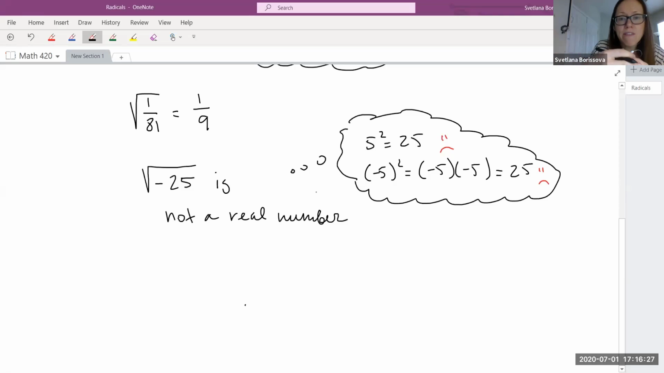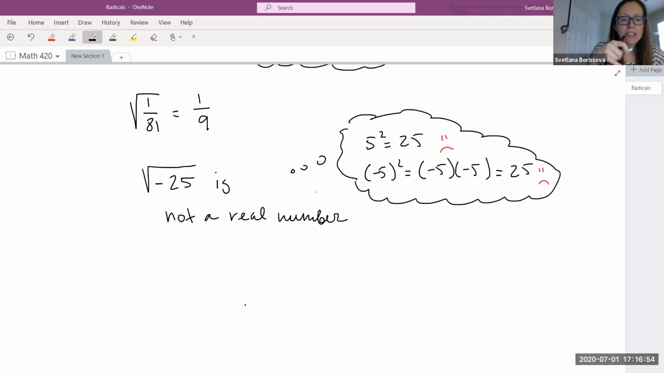And that's true, that will never change, so there is no real number answer to the square root of negative 25. But very soon, we're actually going to learn that for the square root of negative 25 there is an answer, and it's not going to be a real number. It's called a complex or imaginary number. So we'll go into that a little bit later.